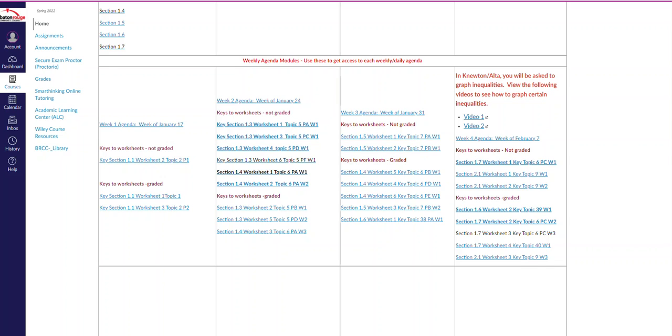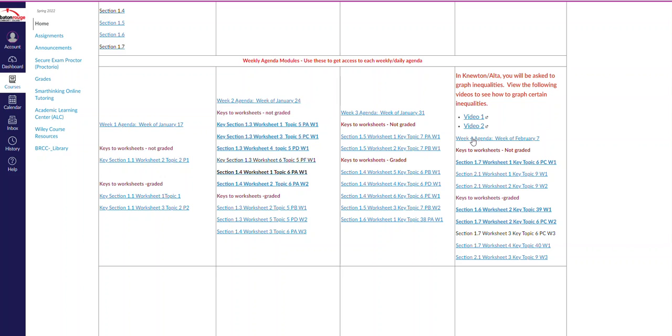All right, so this is a brief summary of the week 4 agenda. If you go to the home page and go to where the weekly agenda modules are located, and go to week 4, let's go ahead and click on week 4, that's the week of February 7th. Notice that these are the keys to the non-graded worksheets, so those are available right now. And then these are the keys to the graded worksheets. There are 5 worksheets that will be graded this week, and they're due Sunday.